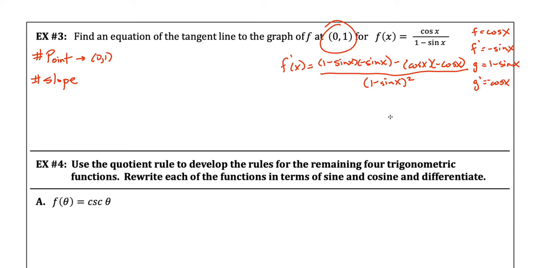Okay, now here's the part that's different. If you want to simplify this, you can. Without rolling, can anybody tell me why we don't have to simplify?